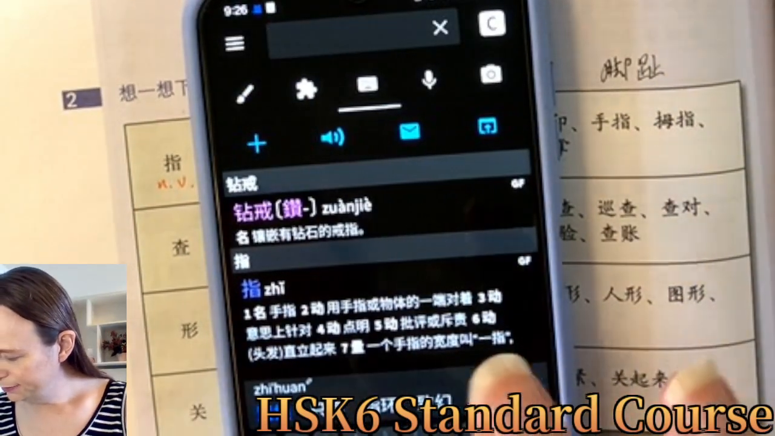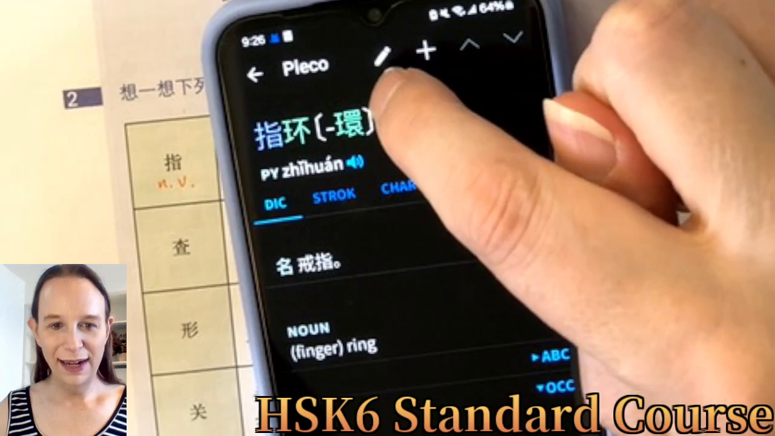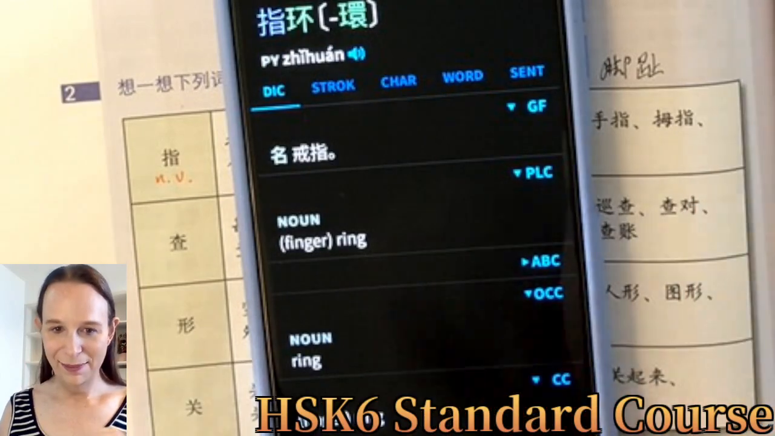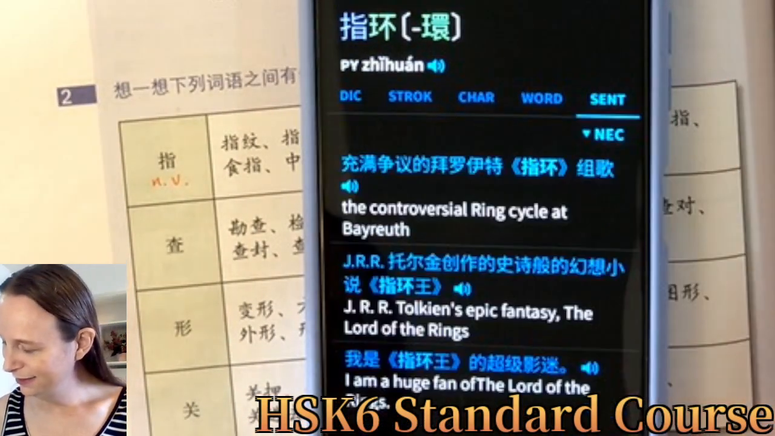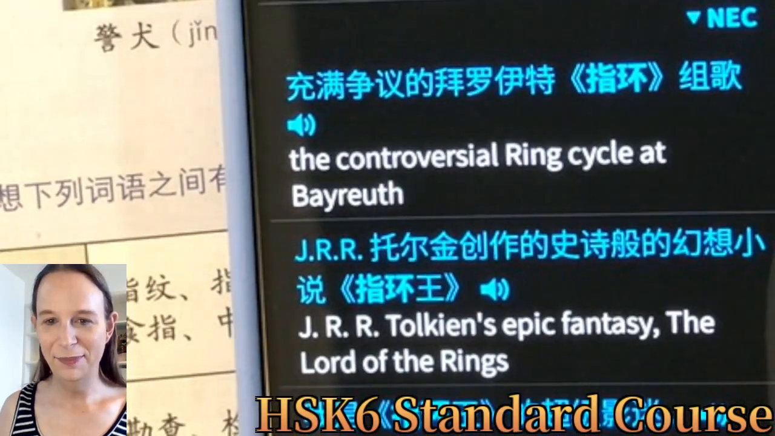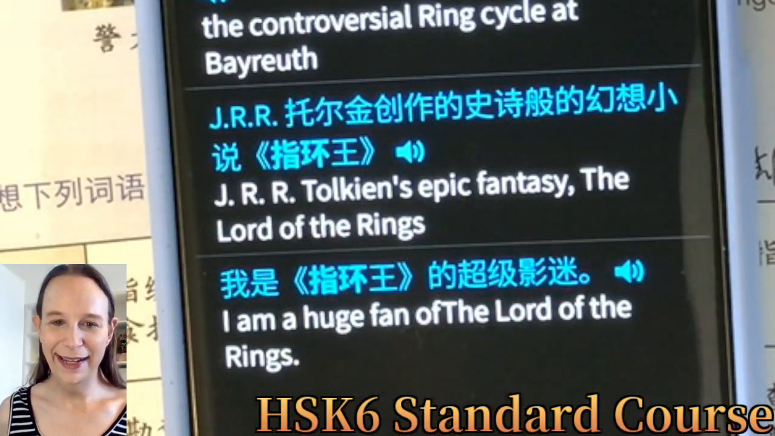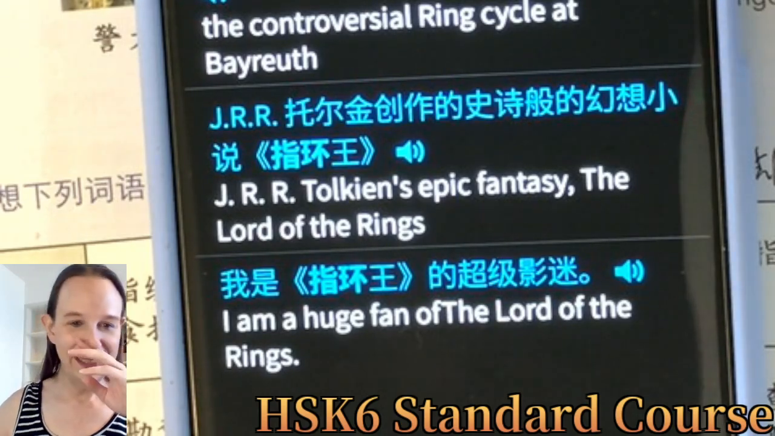指环. Okay. So 指环, literally defined as 戒指, right? So they're the same thing. They're both rings. They're both for fingers. What would you call a toe ring? I don't know. So when I say there's one major exception when I encountered this, it is this. 指环王, Lord of the Rings. Yeah, it's not 戒指王, it is 指环王. I don't know why, it just is.